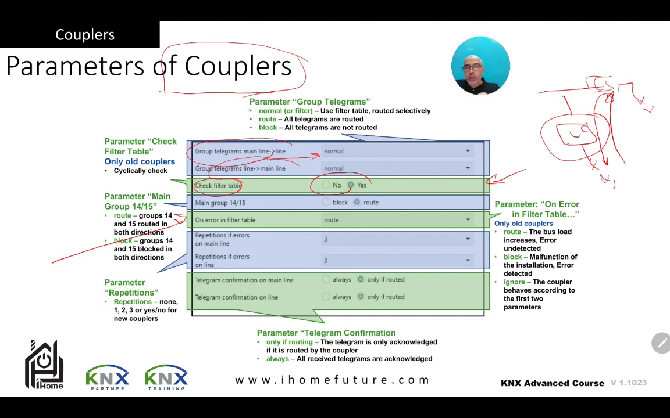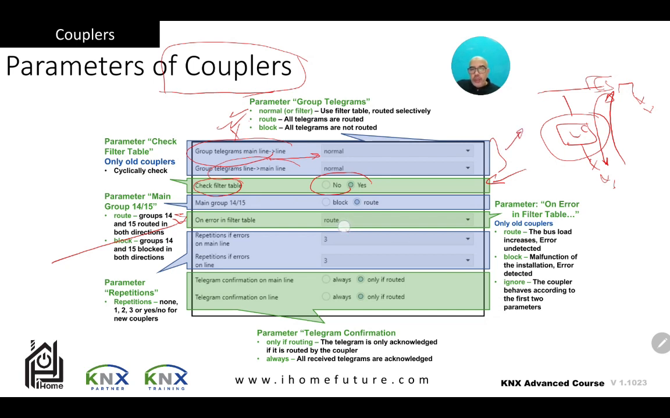I always have normal, which is filtering depending on the filtering table, or route, so always route, pass, or block. So it's either check and, based on the filter table, I route; or I don't check and I route automatically; or I don't check and I block. Normally I keep it as normal or filter. The types of traffic are the group telegram, the physical or individual address, which I use during ETS operation, or an acknowledgement. Normally you keep this one as route.